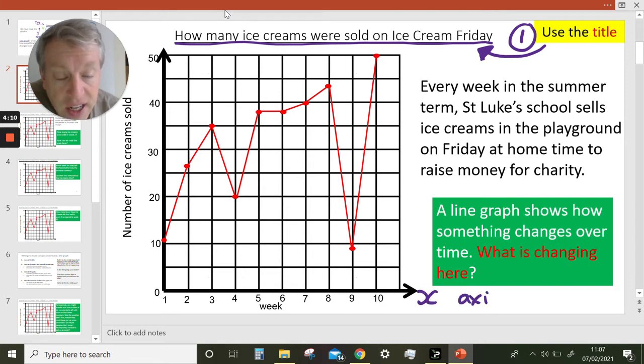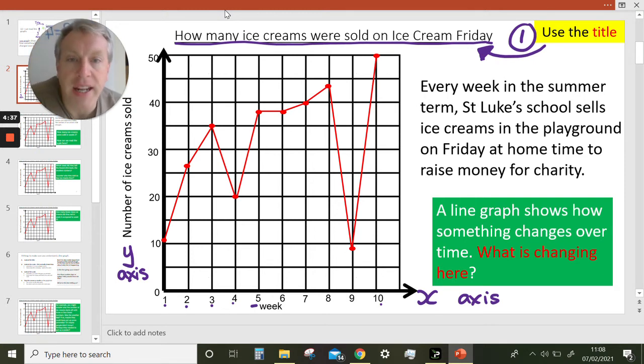Aha, what's it called? It's the x-axis that is showing time. Okay, week 1, because it says week, doesn't it? Week 1, week 2, week 3, week 4. So this is showing us 10 weeks St. Luke's School did this for. And then on the y-axis, it's how many ice creams were sold. 0, okay, 10, 20, 30, 40, 50.